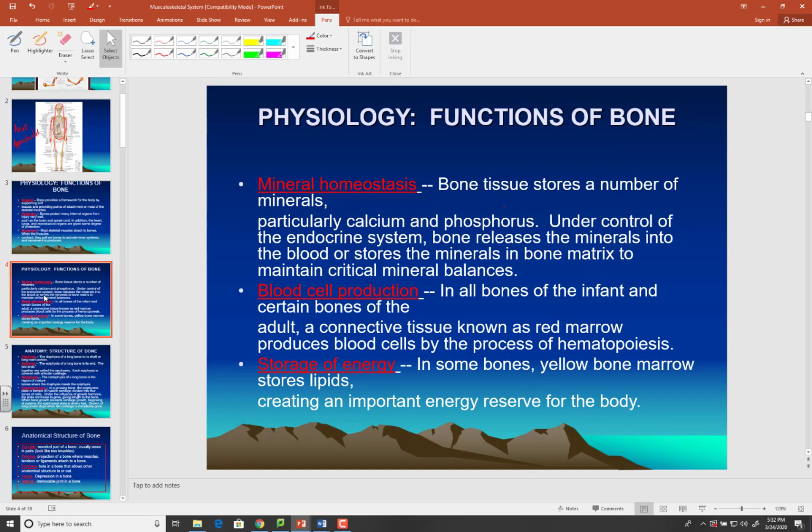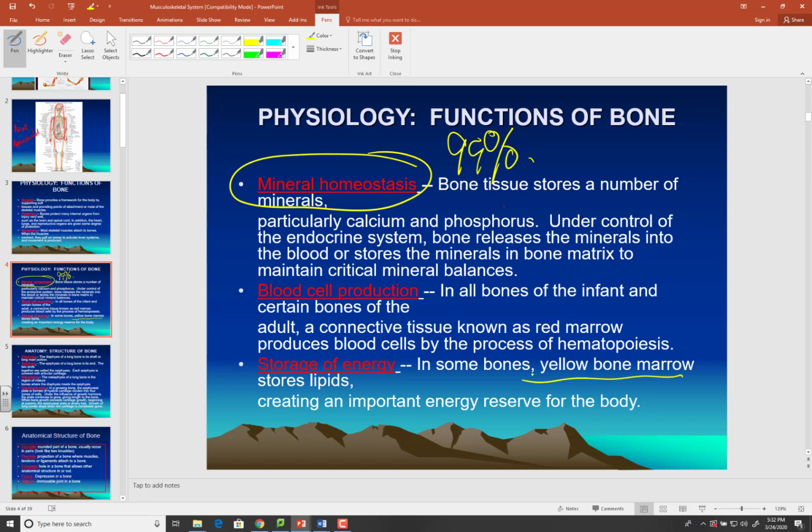A couple of other things about that. Bone is where you store 99% of all your calcium. The other thing is that it's also a storage of energy. There's yellow marrow in bone, and that yellow marrow is actually fat, so it can be a reserve of energy in time of really severe caloric restriction. Like right now, I'm really hungry, but I digress.